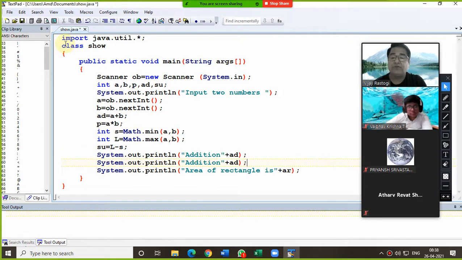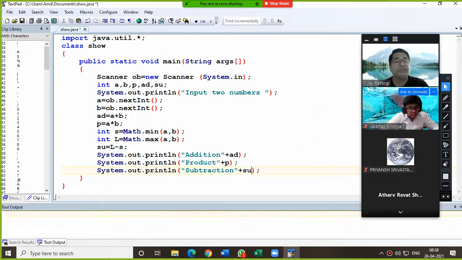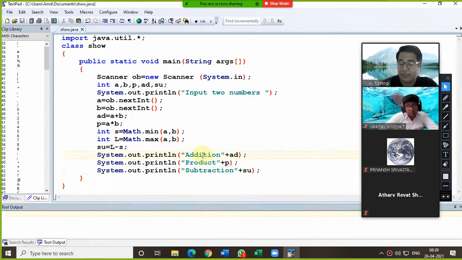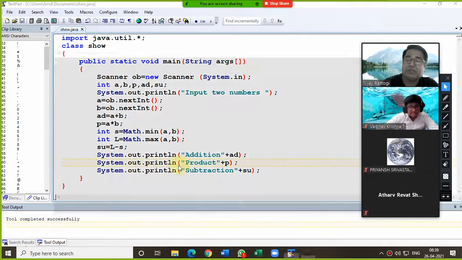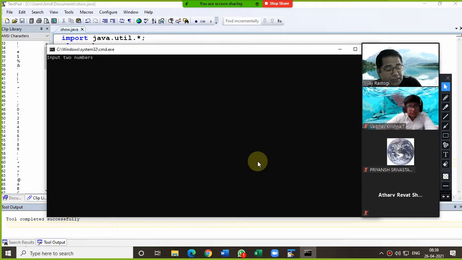Now for the product, you can use P, because this P I have used as a variable, and for subtraction I have used SU. After that we are supposed to execute the program. For executing the program, the shortcut steps are Ctrl+1 for compiling, there is no error, and then Ctrl+2 for the execution of the program.